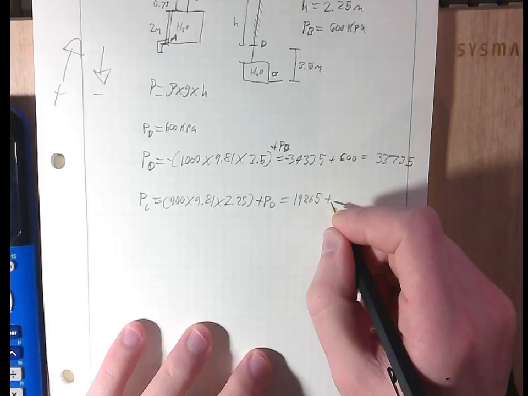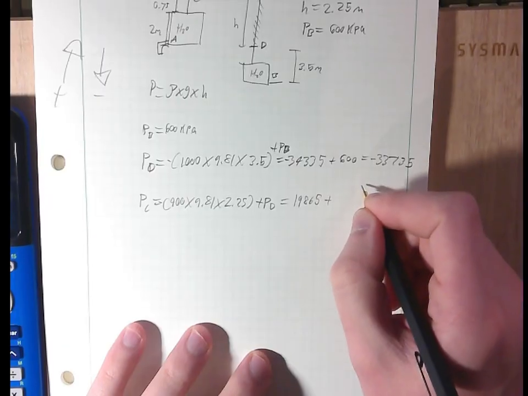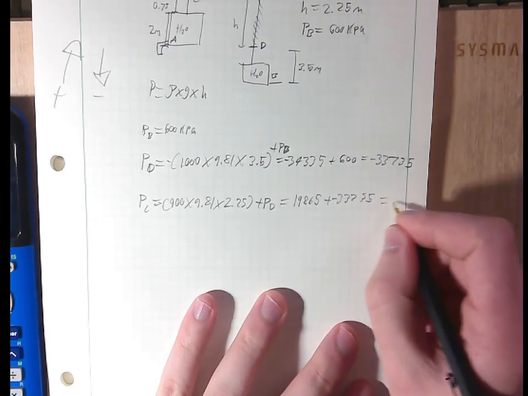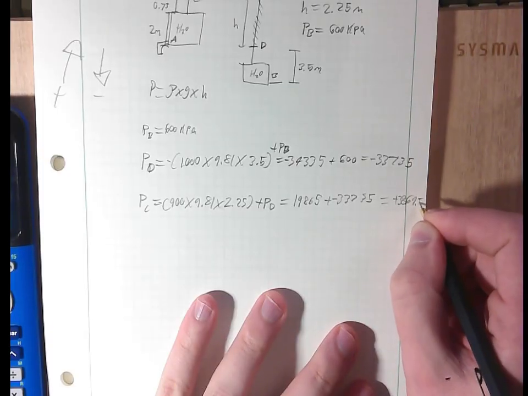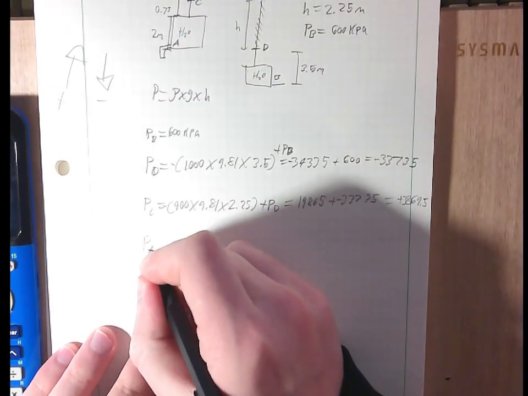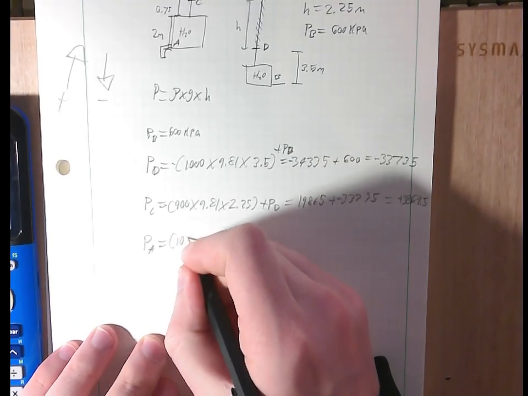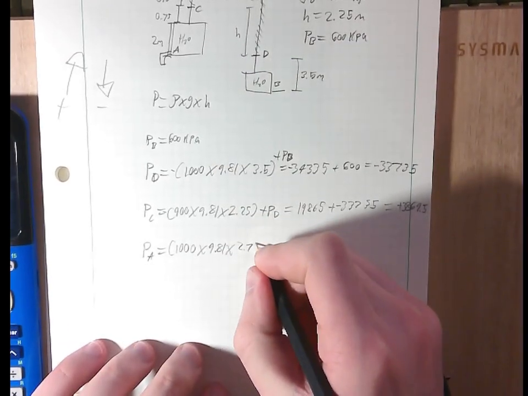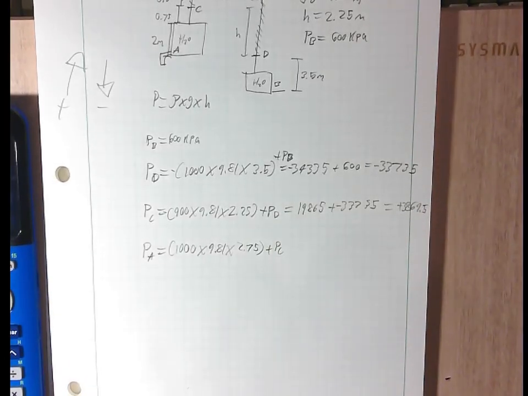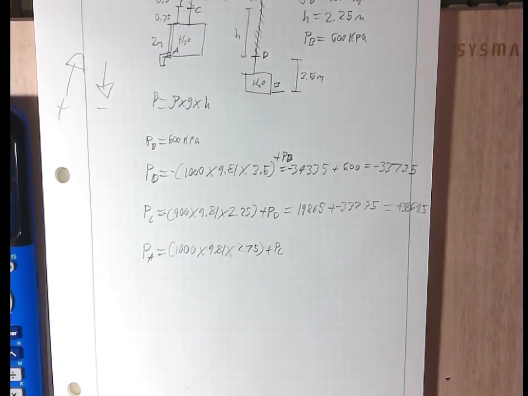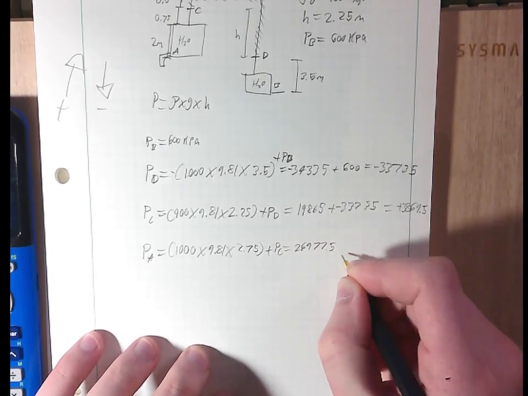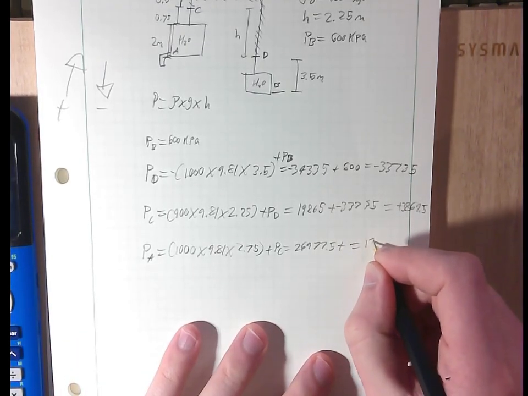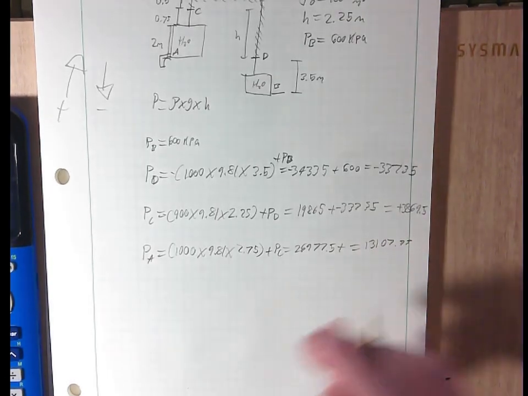19,865 plus negative 33,735 gives 13,869.5. Now we get P at A. It's going to be water again, 1,000 times 9.81 times 0.75 plus 2, so 2.75, plus P C. 1,000 times 9.81 times 2.75 is 26,977.5, plus whatever our other thing was, 13,107.75. Really hoping that's right.